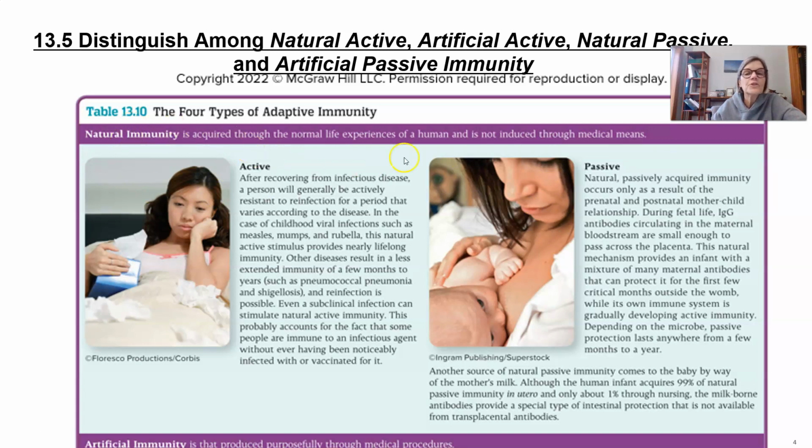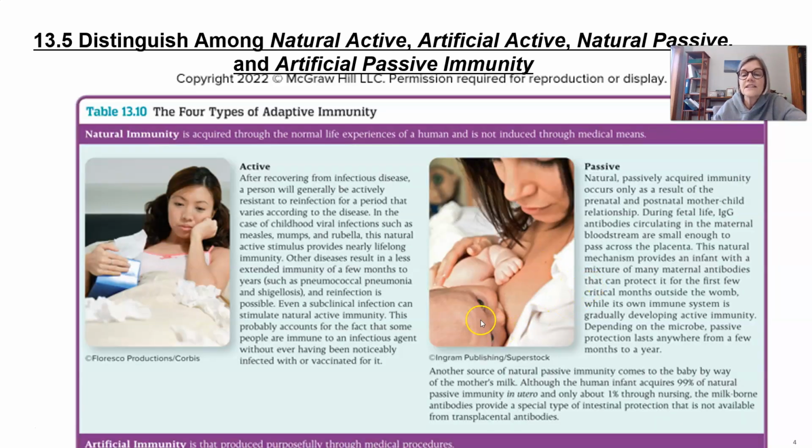Natural passive immunity, again, acquired through a normal life experience, would be breastfeeding. Or would be drinking the mother's milk that has the antibodies in it. So it's natural because this process doesn't require any kind of scientific intervention or medical intervention. And it's passive because the baby's acquiring antibodies without making them themselves.